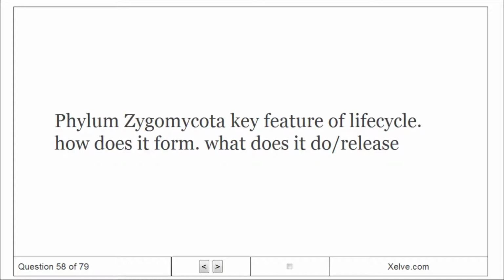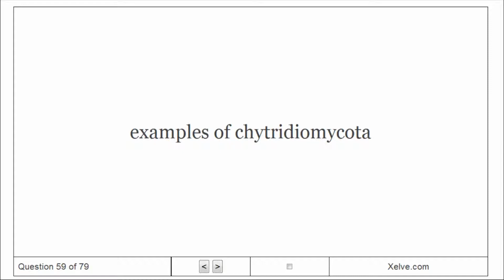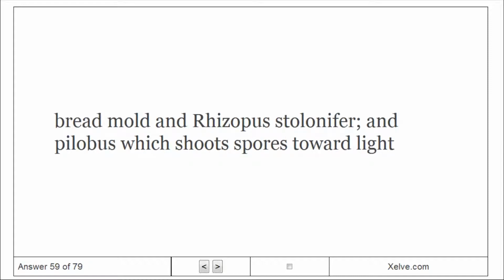Phylum Zygomycota. Key feature of life cycle: zygospore. How does it form? What does it do? Zygospore formed after plasmogamy is a highly resistant structure formed during periods of environmental stress. Release: haploid spores released from meiosis. Examples of Zygomycota: bread mold Rhizopus stolonifer, and Pilobolus, which shoots spores toward light.